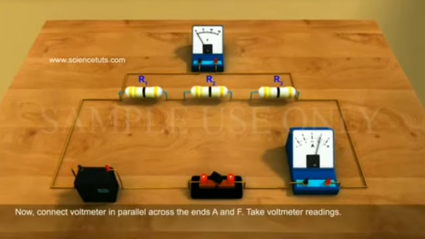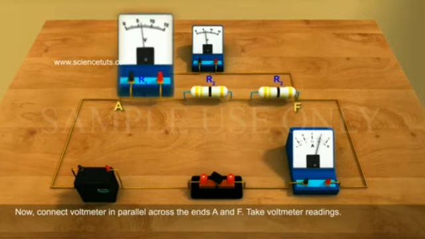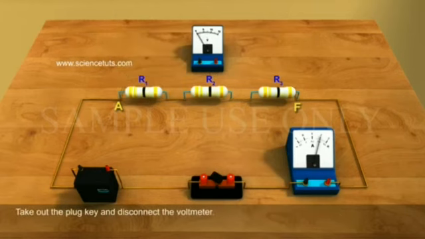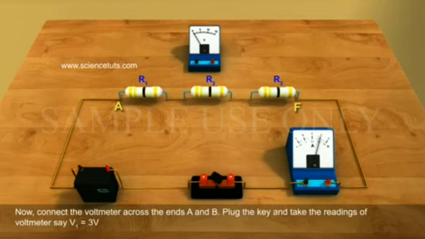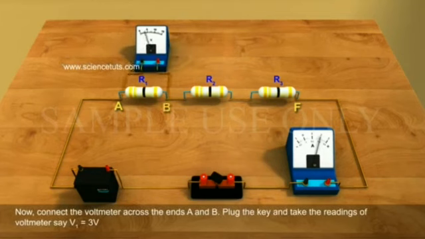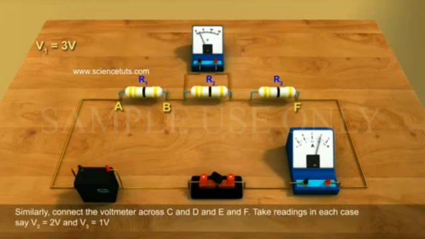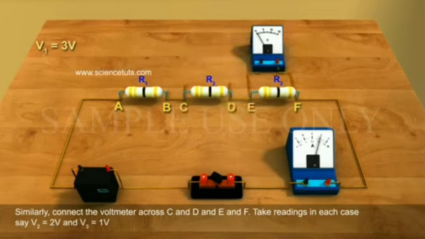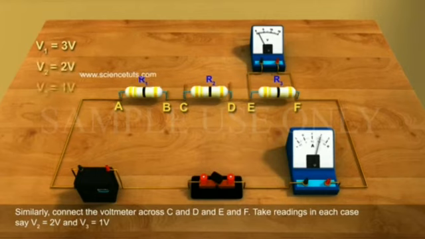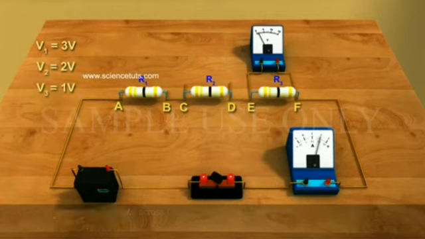Now, connect voltmeter in parallel across the ends A and F. Take voltmeter readings. Take out the plug key and disconnect the voltmeter. Now, connect the voltmeter across the ends A and B. Plug the key and take the readings of voltmeter, say V1, which is calculated as 3 volt. Similarly, connect the voltmeter across C and D and E and F. Take readings in each case. Say V2 is equal to 2 volt and V3 is equal to 1 volt.